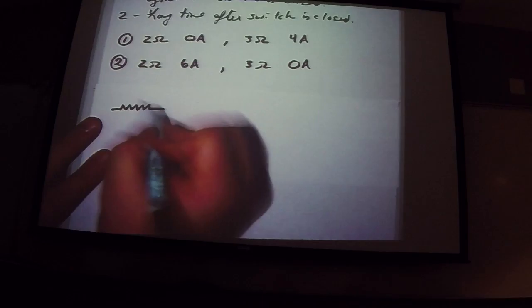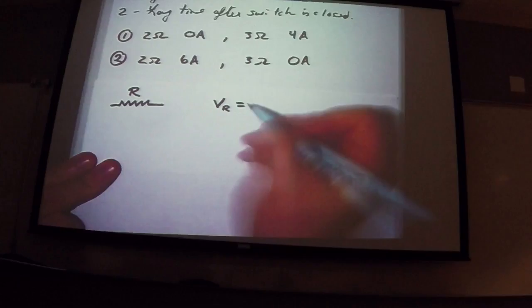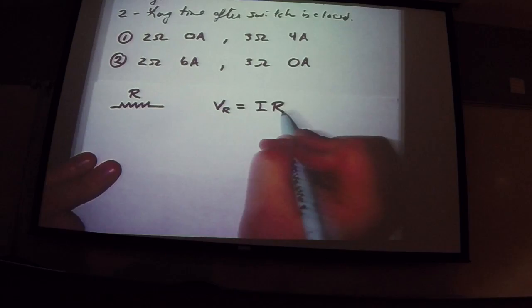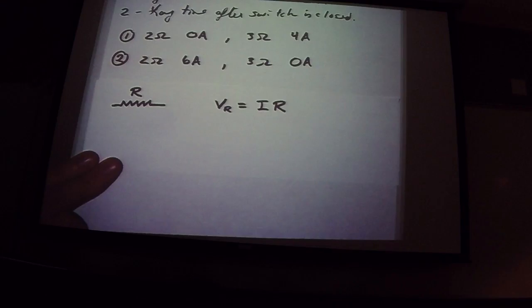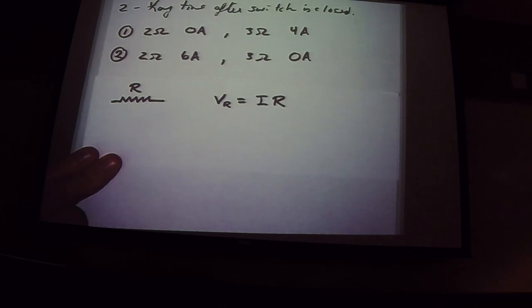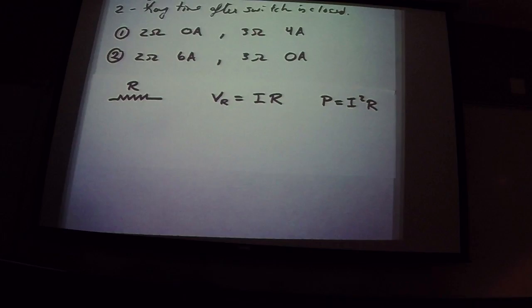So just as a review, we have a resistor, R. The voltage across that resistor is IR. And the energy we talk about with the resistor is the power dissipated in the resistor. That's what resistors do. They dissipate power. They convert energy from electrical to other forms: heat, light, mechanical energy.